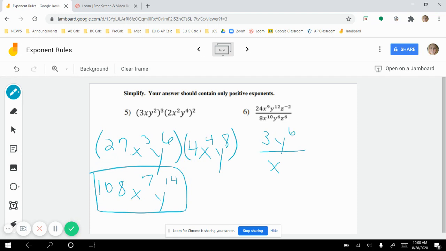Now, z, we have a negative exponent on the top. So we know we're going to want to move that anyway. So we're going to move z squared to the bottom. If we have z to the 6 times z squared, that's going to give us z to the 8th. And then our final answer, 3y to the 6th over x z to the 8th.